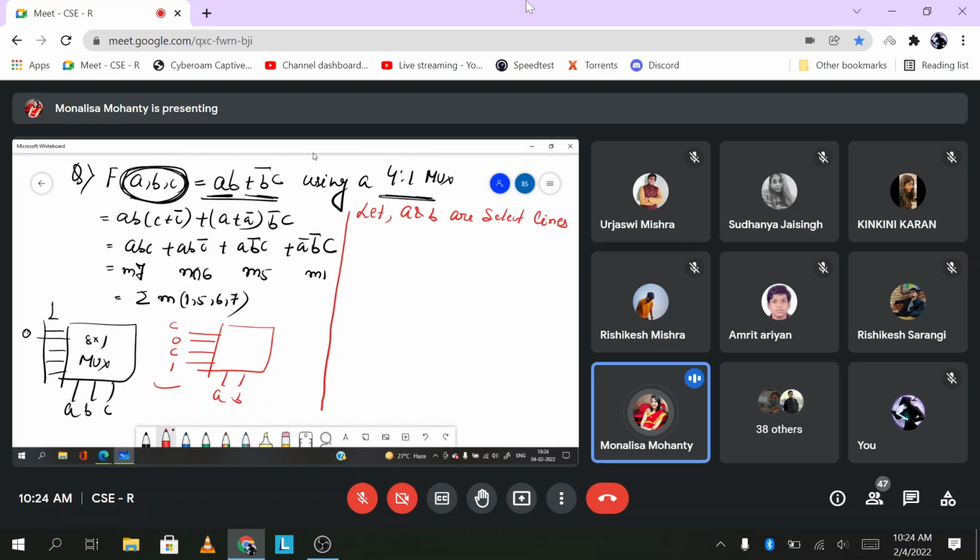Your I0 is C, I1 is 0, I2 is C, and I3 is 1. It is a 4 cross 1 mux, and it is the F.